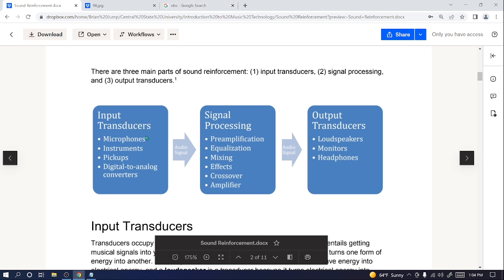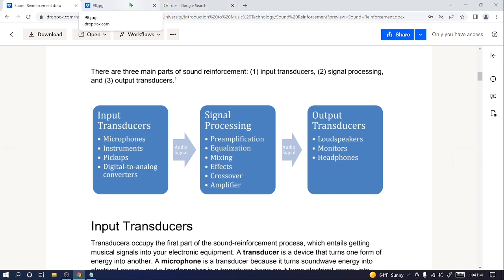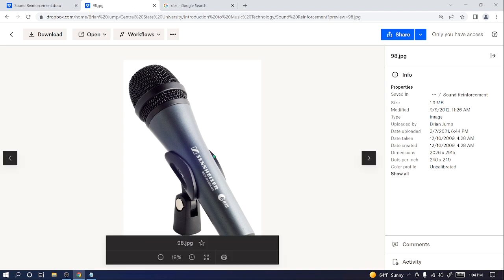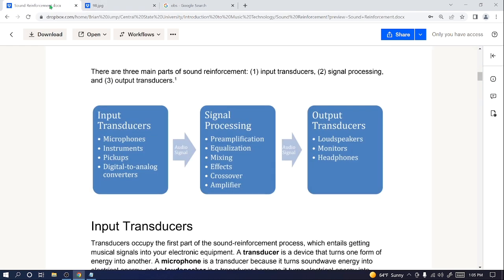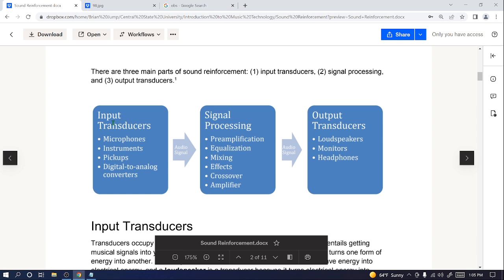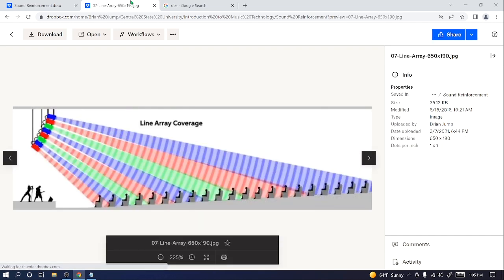So input transducers refers to things like the microphones and pickups, electronic instruments, digital to analog converters, but here's the quintessential transducer. The first step is always converting your sound energy into electricity. That's input transducers. And then once you have your electricity, your musical electricity, also known as analog audio, then you set about signal processing. And this refers to all of the magic that happens within the confines of your mixing console.